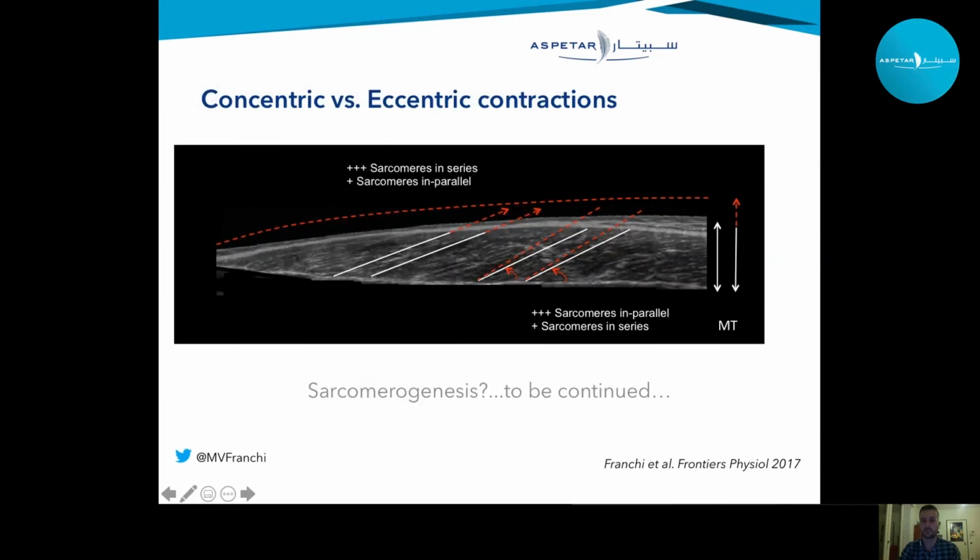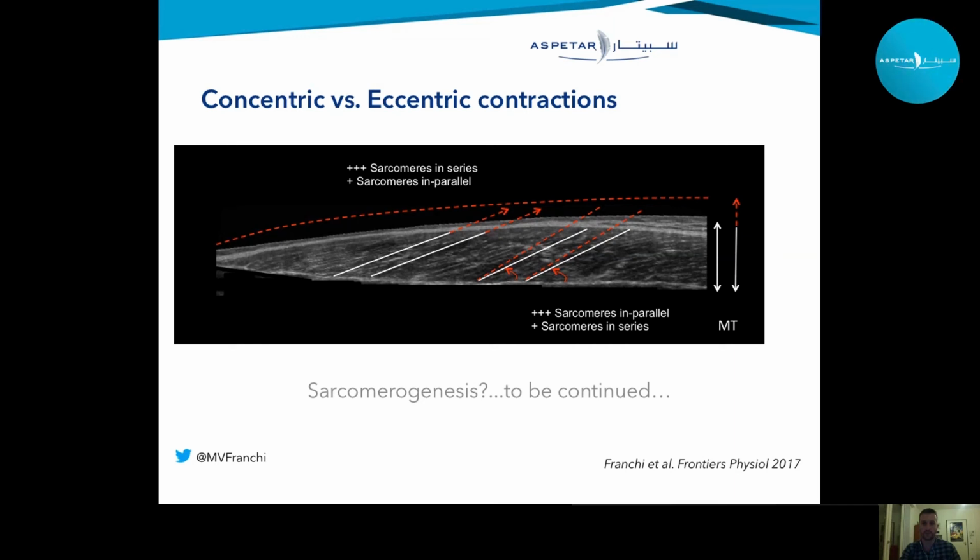So this is a figure I put together for a review that I wrote in 2017 on eccentric and concentric contraction. And I'm not completely convinced about this right now, because I started to change my mind a little bit. But what I can tell you is that an increase in the size of a muscle can be reached by an increase in pennation angle, which reflects the addition of more sarcomeres in parallel, and potentially also an increase in fascicle length, which in theory, from some of the animal studies, should reflect the addition of sarcomeres in series.